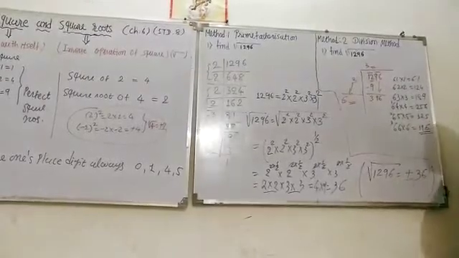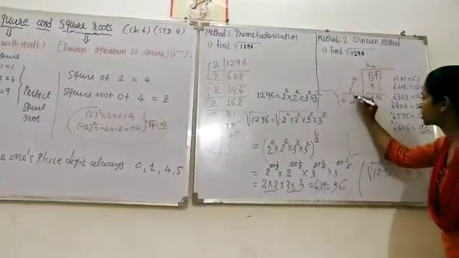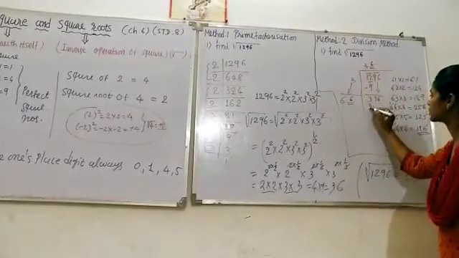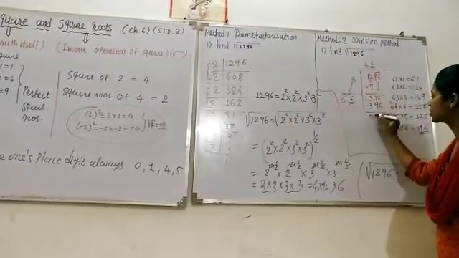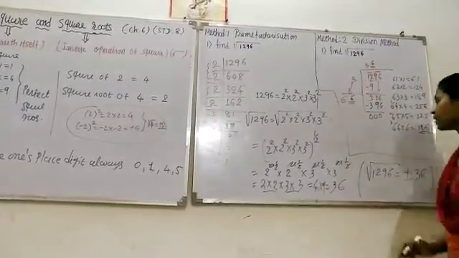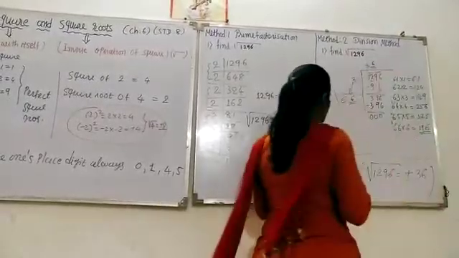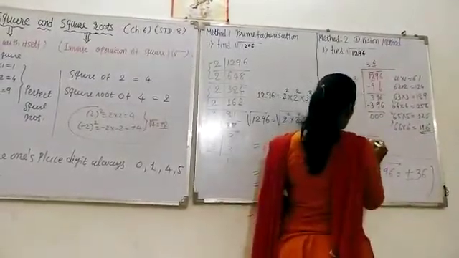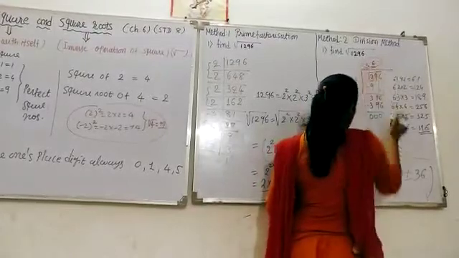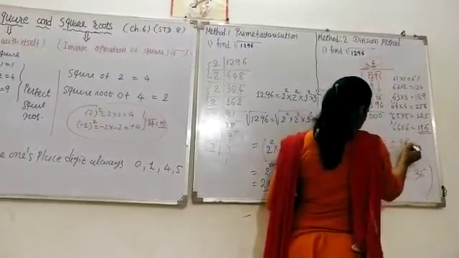So this is 396. So you should put 6 here and 6 here, and its product is 396. So you get the remainder 0. That's why you can say the square root of 1296 is plus or minus 36.